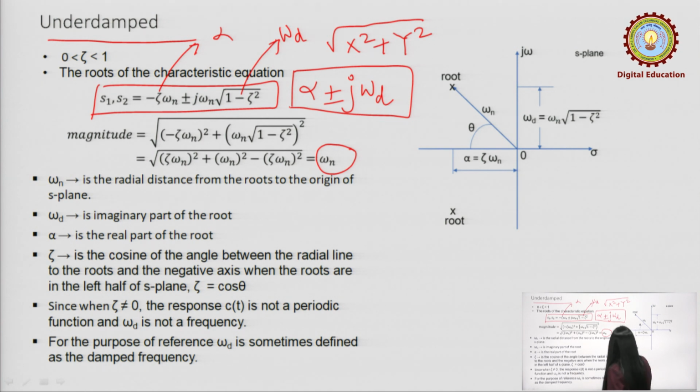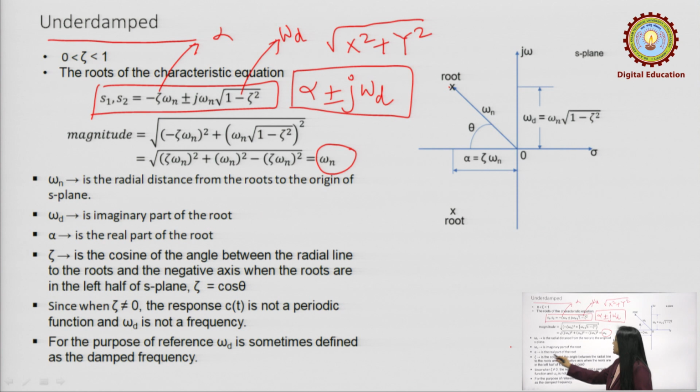Okay. So, we have two roots on the left half of the S plane, so the system is stable. Omega n is the radial distance from the roots to the origin of the S plane. Omega d is the imaginary part of the root, alpha is the real part of the root, and looking here, this is theta.